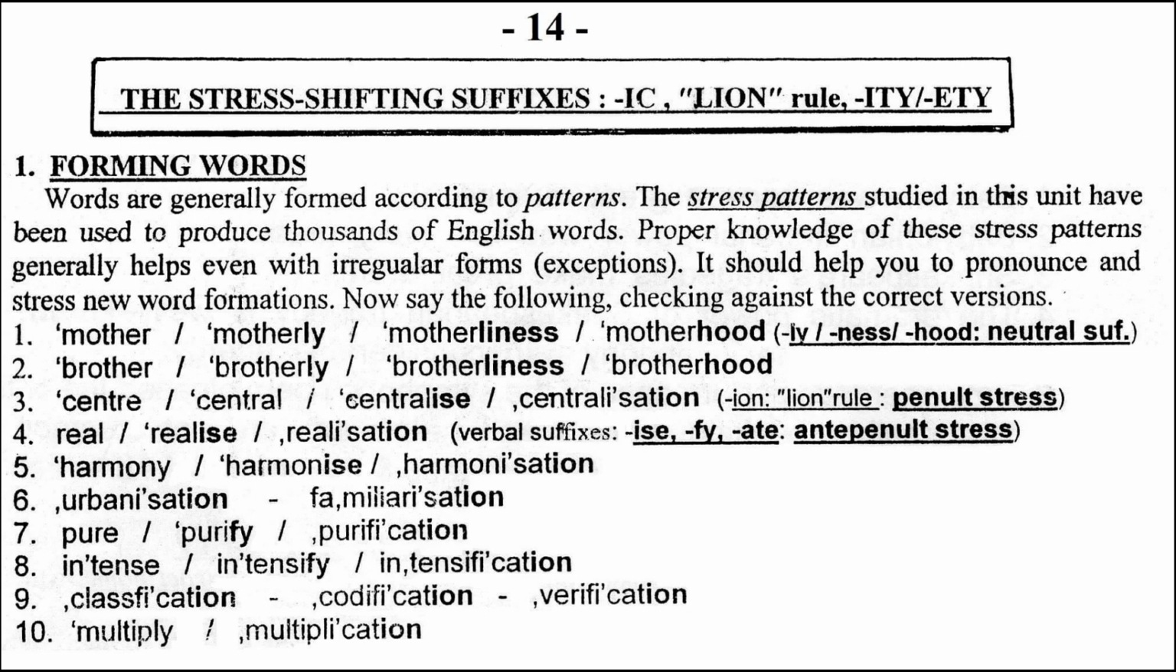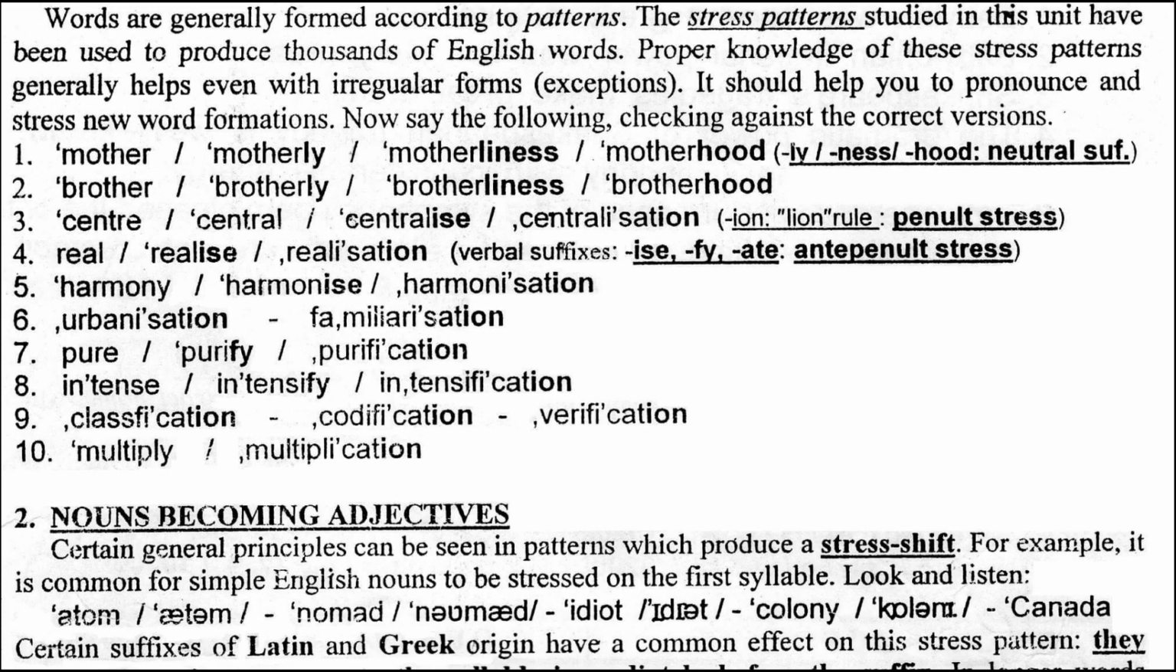Good. The last line, we have the word multiply, and the derived word is multiplication. The primary is on K, on the penult, because of the -ion rule. And the secondary is on mul, a derivation from the root, which is multiply. Good. So we carry on in our lesson.